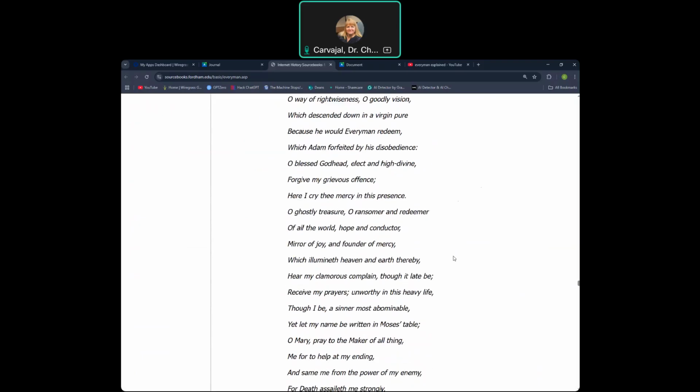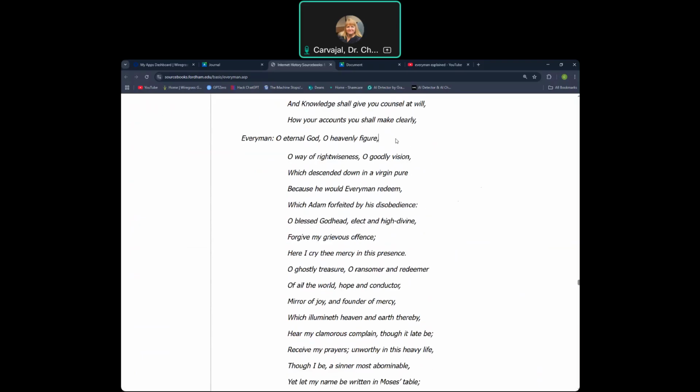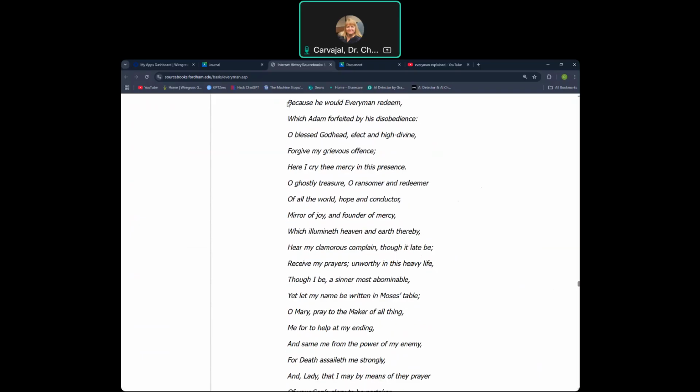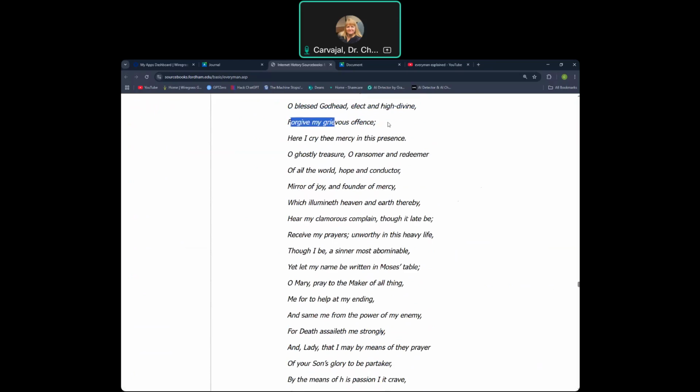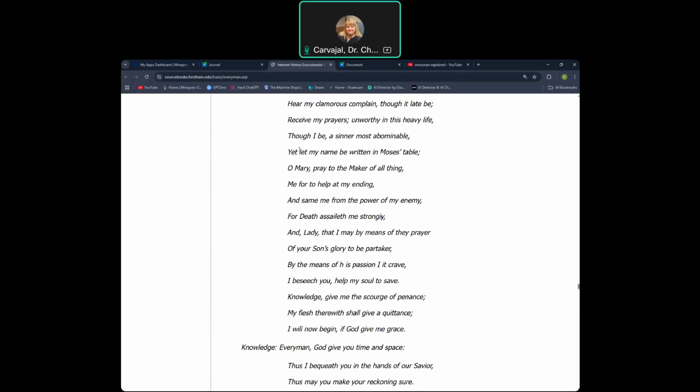But anyway, now he prays to God, O eternal God, O heavenly figure. And he goes on, but essentially he would every man redeem who was created sinful because of Adam. Forgive me for my grievous offense. Here I cry thee mercy in this presence. And then he keeps calling on God. He's praying to God. Though I be a sinner most abominable, yet let my name be written in Moses' table. In other words, let me go to heaven, please.